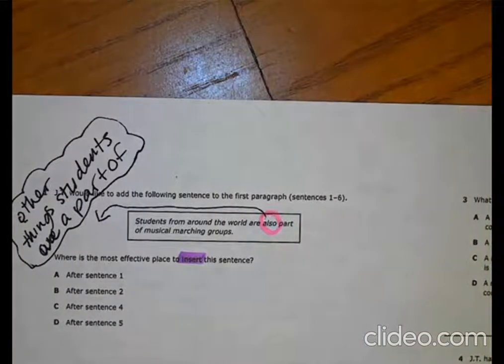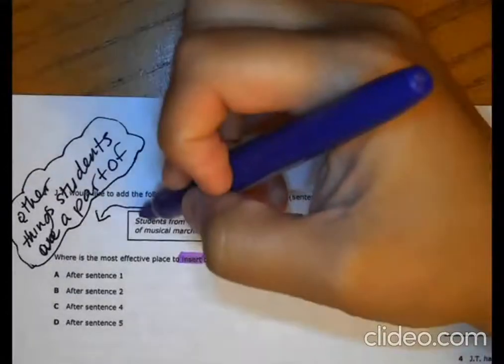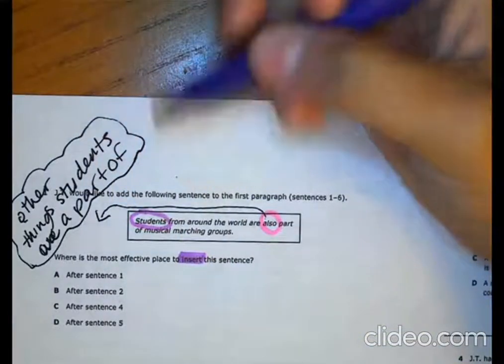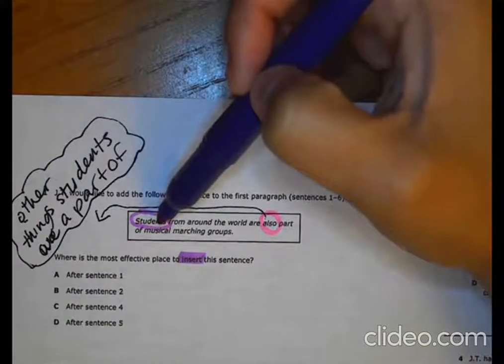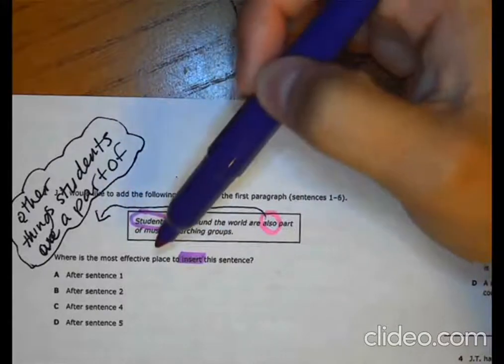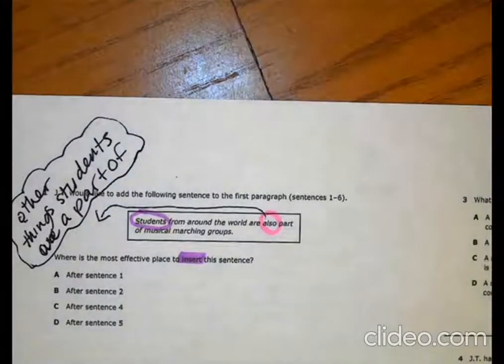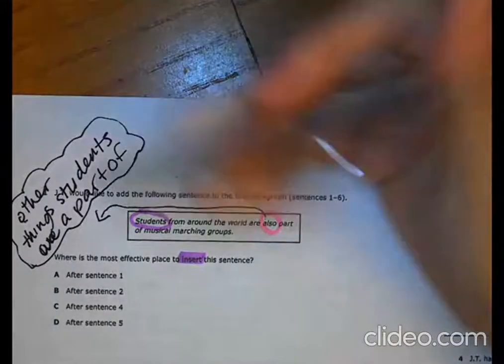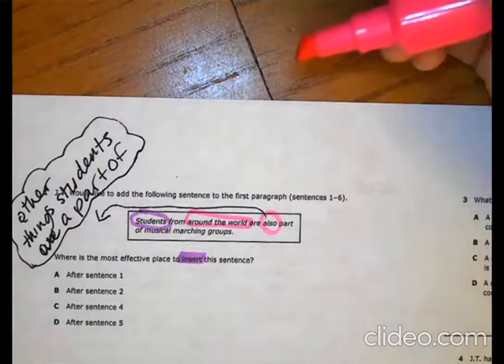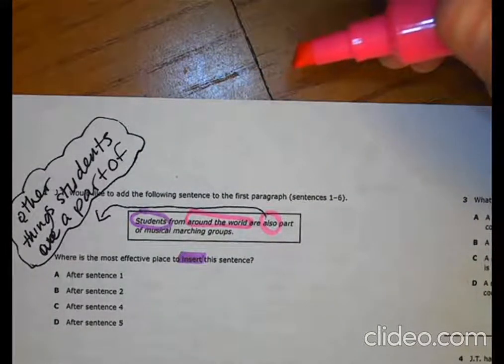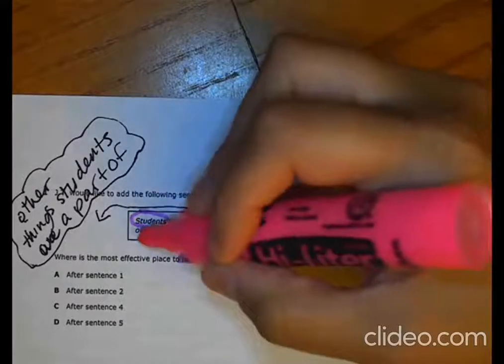The main words and phrases. So there's the word students, because that's the subject of the sentence. Who or what is the sentence about? The sentence is about students, right? So since this is not the first sentence of a paragraph or anything like that, students probably need to be introduced as well. This phrase here, around the world, stands out to me. Just like the main phrases, you kind of want to circle them, underline, highlight them, even musical marching groups.